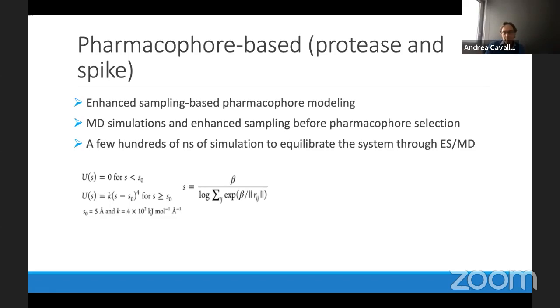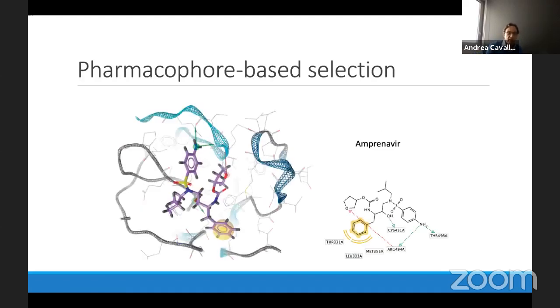Pharmacophore-based screening was run in a rather peculiar way, because we combine pharmacophore modeling with enhanced sampling to refine the structure on which to run the pharmacophore analysis, using enhanced sampling simulation in a very simple mathematical formalism. A few hundred nanoseconds of simulation were run to equilibrate the system, and then we ran a classic pharmacophore modeling using the available snapshots from the various nanoseconds of simulations.